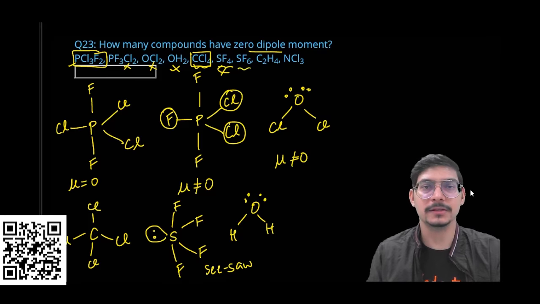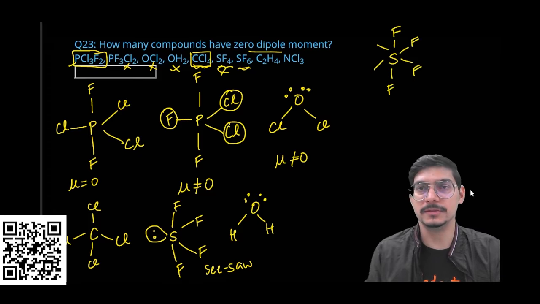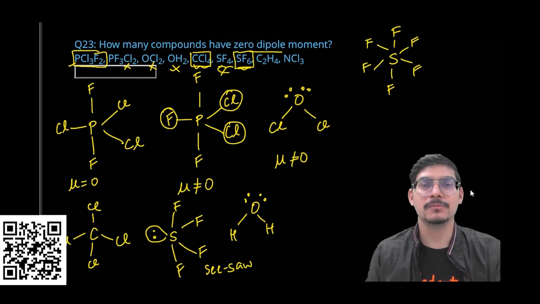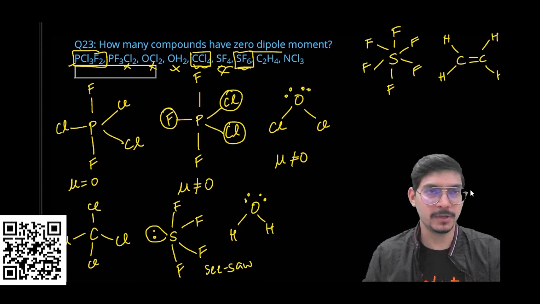SF6, on the other hand, is a regular octahedral structure because all the 6 valence electrons of sulfur are distributed with fluorine atoms. So it's an example of regular octahedral structure with zero dipole moment. So this is also a molecule that we're looking for. Next molecule is C2H4, which is ethene, and again it is a symmetrical molecule. The bond dipole moments because of the CH bonds are in a symmetric manner, so they will cancel each other out and the resultant will be zero. So this is also one molecule.